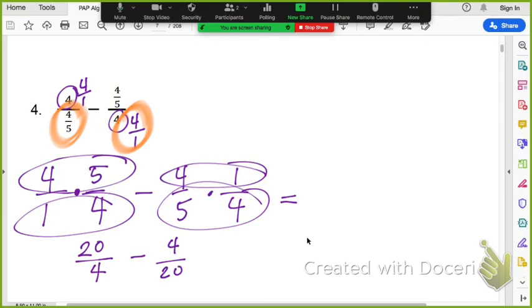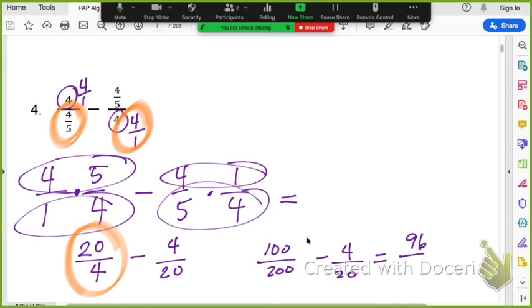Now I could go ahead and reduce that to be 5 on the left. But to combine these fractions, what do I need to do anyway? A common denominator. What would the common denominator be? 20. So how do I change this guy to be 20? Multiply the numerator by 5. So it'd be 100 over 20 minus 4 over 20, which would give me 96 over 20. Wait, why did I put that over 200? Sorry, guys. Does that reduce?